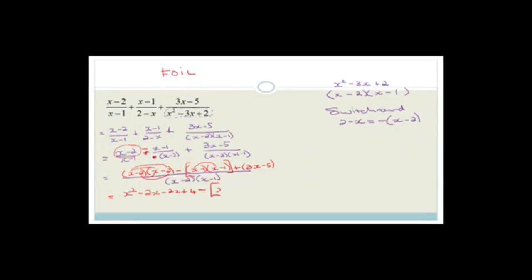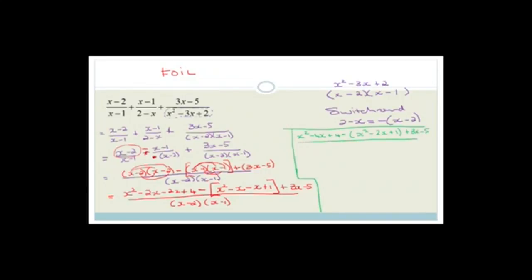So x times x is x squared. x times minus 1 is minus x. That becomes minus x. And that becomes plus 1. And then we've got plus 3x minus 5, all over x minus 2, x minus 1. Now obviously you guys would carry on writing below, but because I don't have space below, I am going to write next to it. Okay, so I need to make this look pretty, so I'm going to write it out as x squared minus 2x minus 2x is minus 4x, plus 4, minus x squared, minus 2x plus 1, plus 3x minus 5, all over x minus 2, x minus 1, which equals.